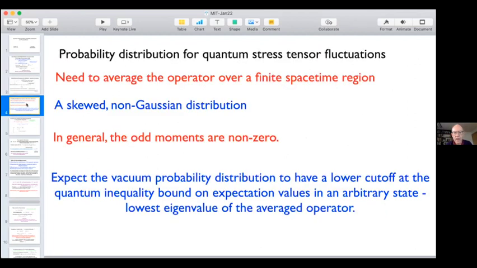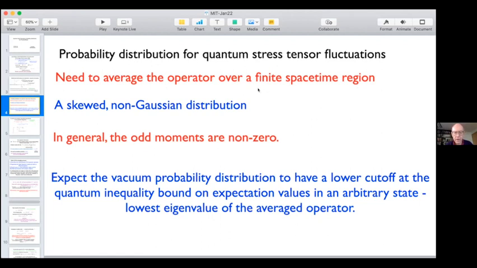Okay, but I'm going to spend quite a bit of this talk, most of this talk, talking about not linear operators like the electric field, but quadratic operators such as the energy density. So of course the energy density is one component of a quantum stress tensor. So this would be asking about the probability distribution for quantum stress tensor fluctuations. And again, you have to average the operator, let's say the energy density operator, over a finite space-time region. In fact, here, time averaging is essential. Space averaging is also allowed, but is optional.